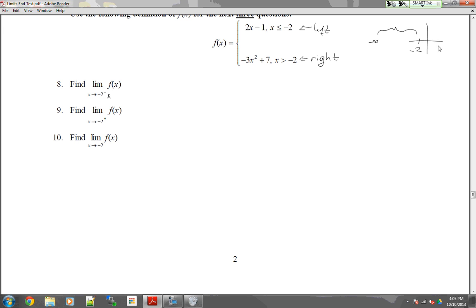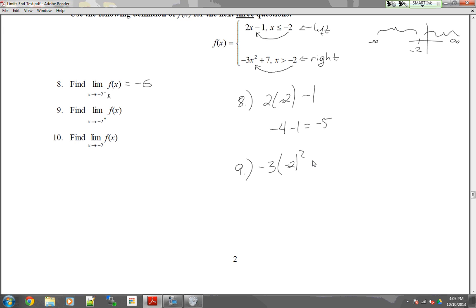Now we're going to do it the same way we did earlier. You're just going to directly substitute the negative 2 into the equation. So for number 8, you're going to have 2 times negative 2 minus 1. 2 times negative 2 is negative 4, minus 1 is negative 5. So the limit from the left is negative 5. Number 9, same thing, substitute the negative 2 in. So you have negative 3 times negative 2 squared plus 7. Negative 2 squared is 4, so this is negative 3 times 4 plus 7. Negative 3 times 4 is negative 12, plus 7 equals negative 5.